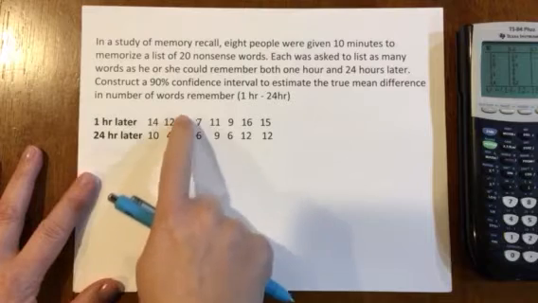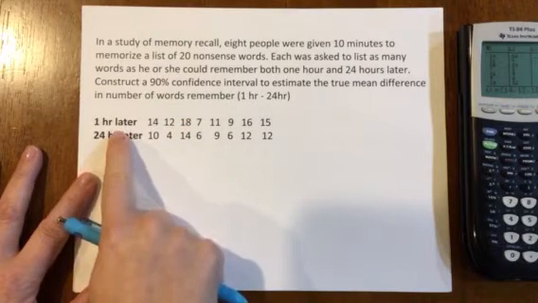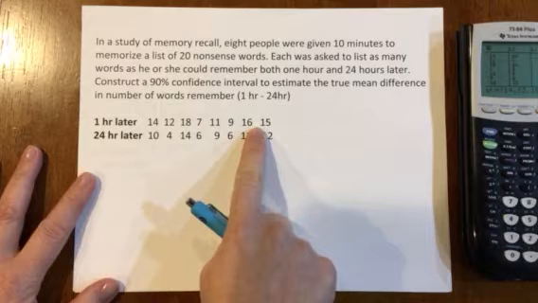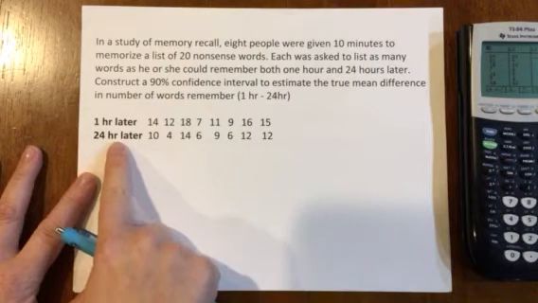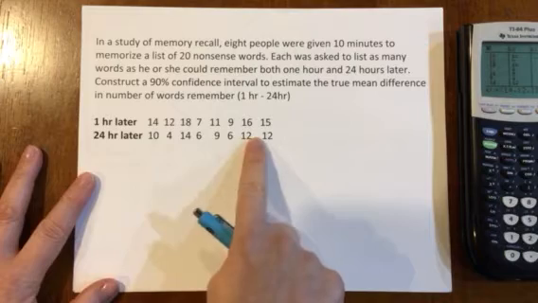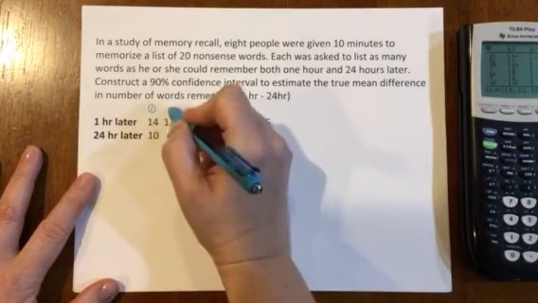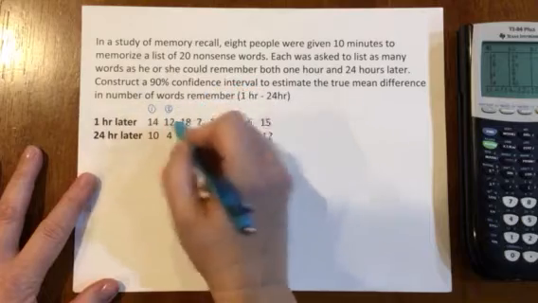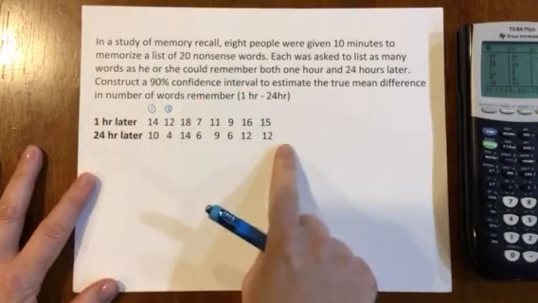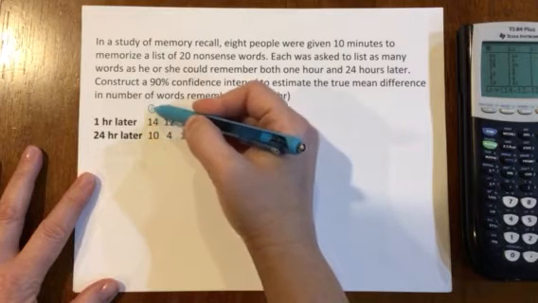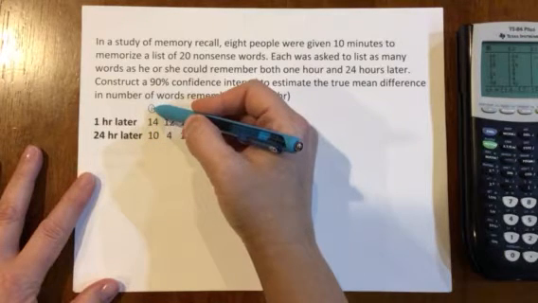We definitely have two samples here. The sample from 1 hour, we collected data an hour later and asked them how many words could you remember out of 20. And then we asked them again, those same people, 24 hours later. So this represents person 1. This represents person 2. And so on. So here are your 8 individuals. This number and this number represent the 2 scores that person 1 earned on this little nonsense quiz.